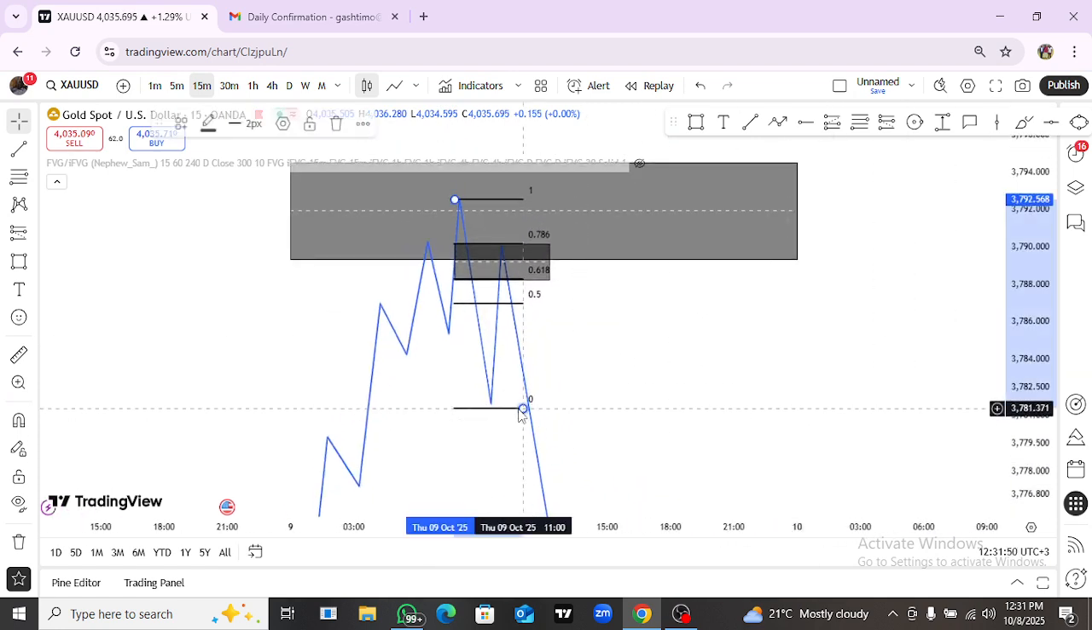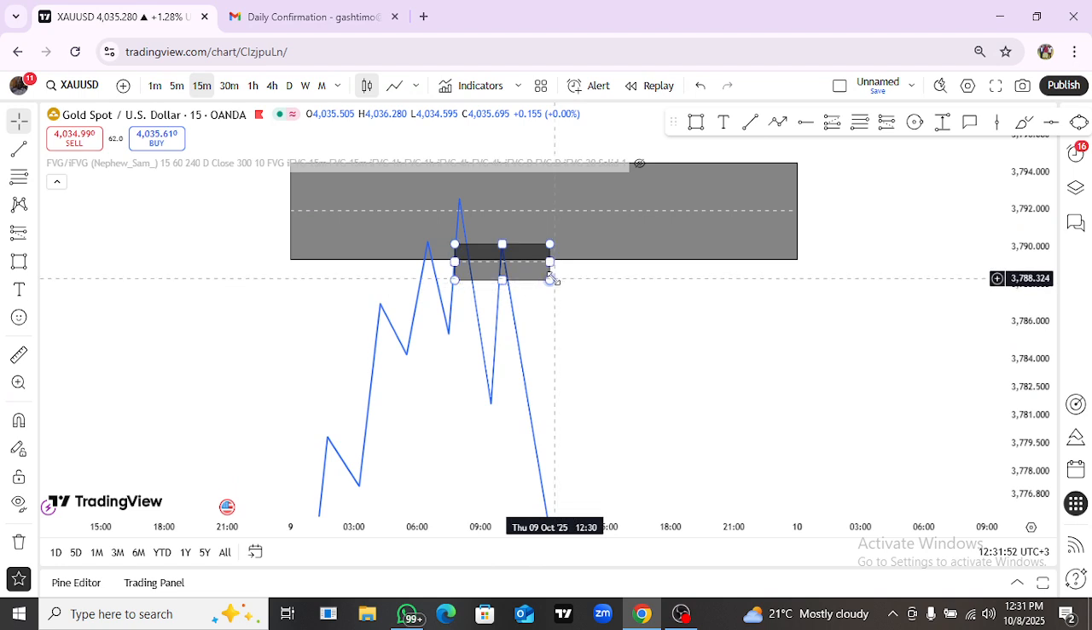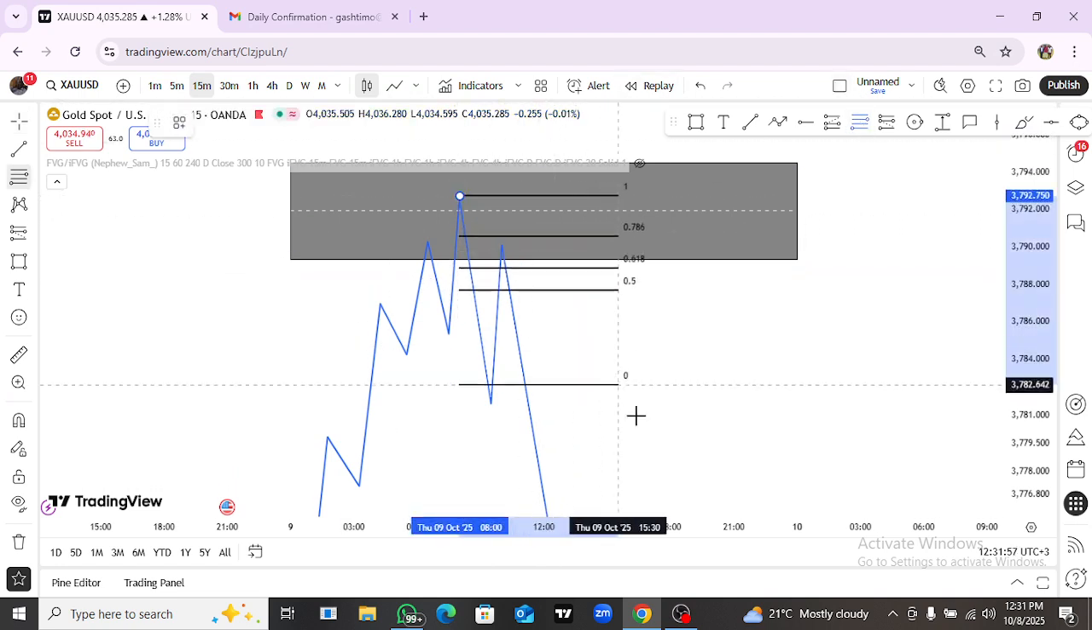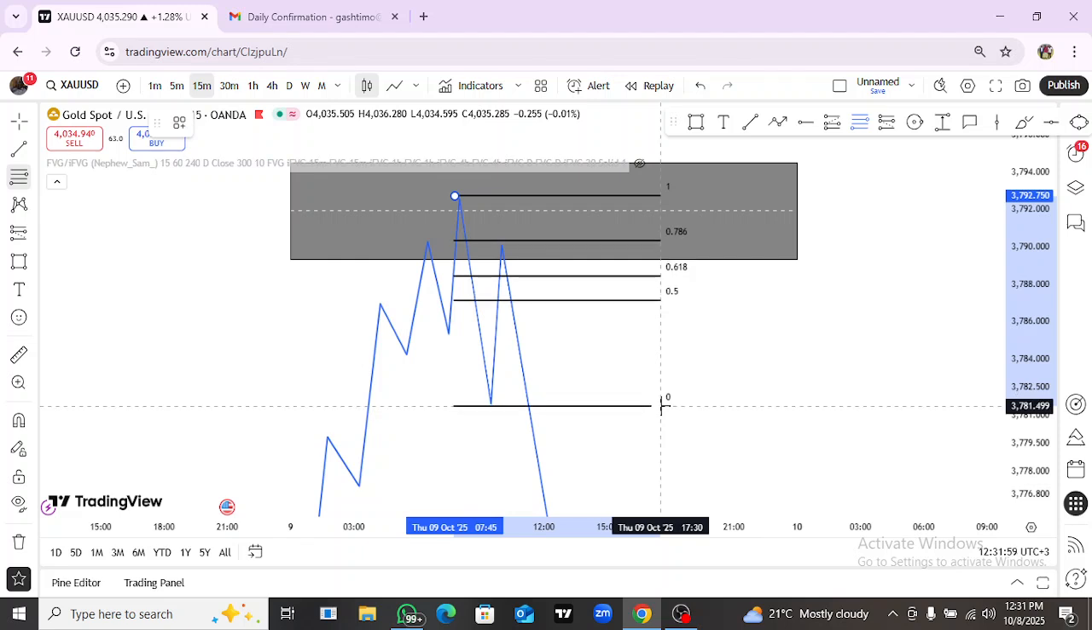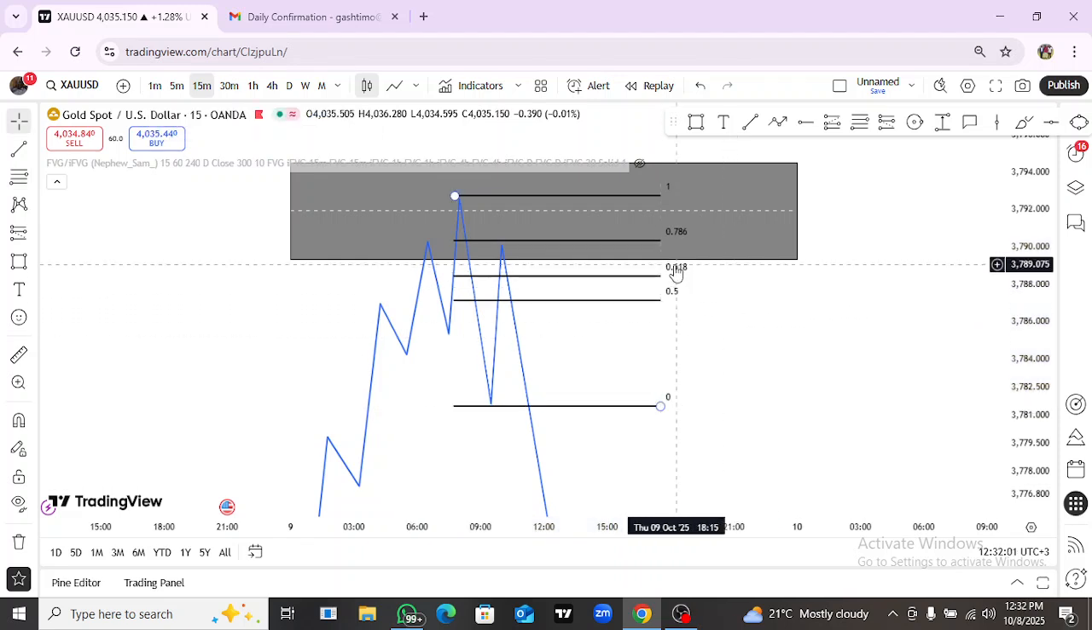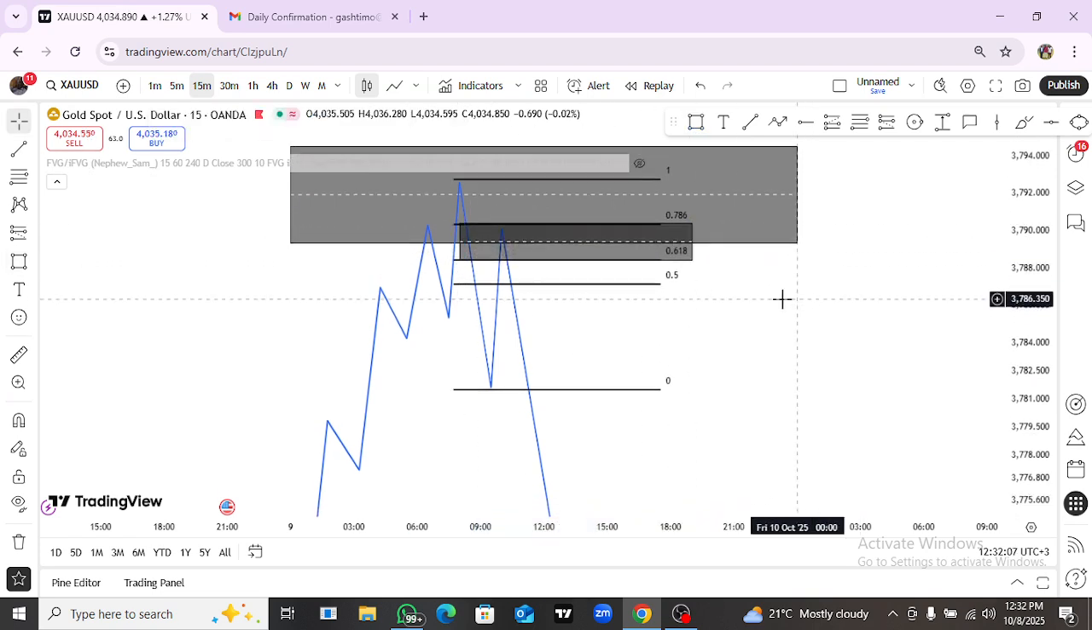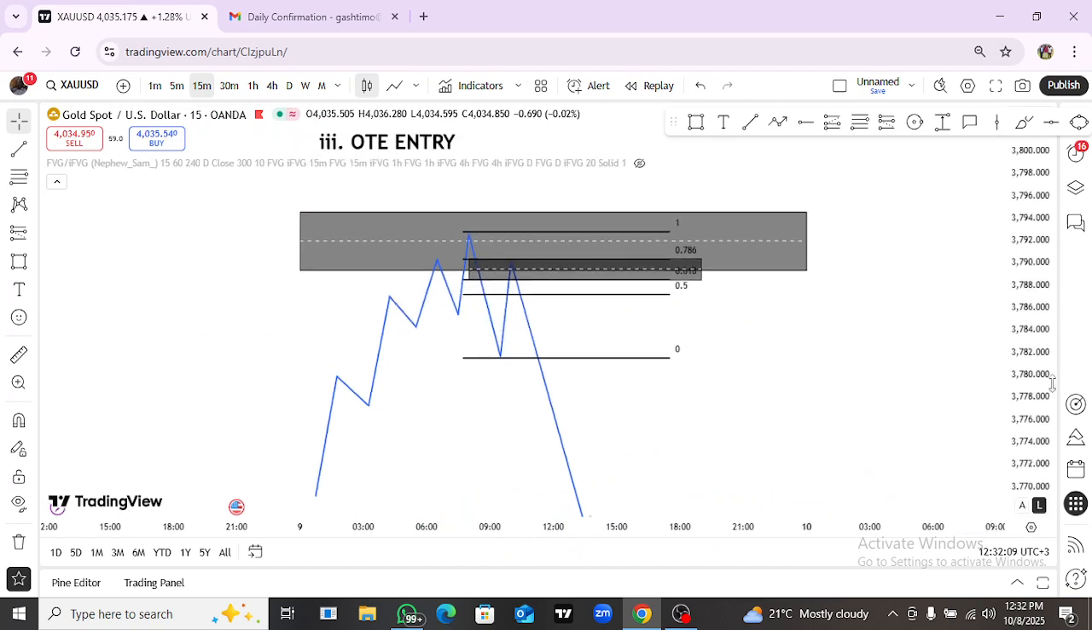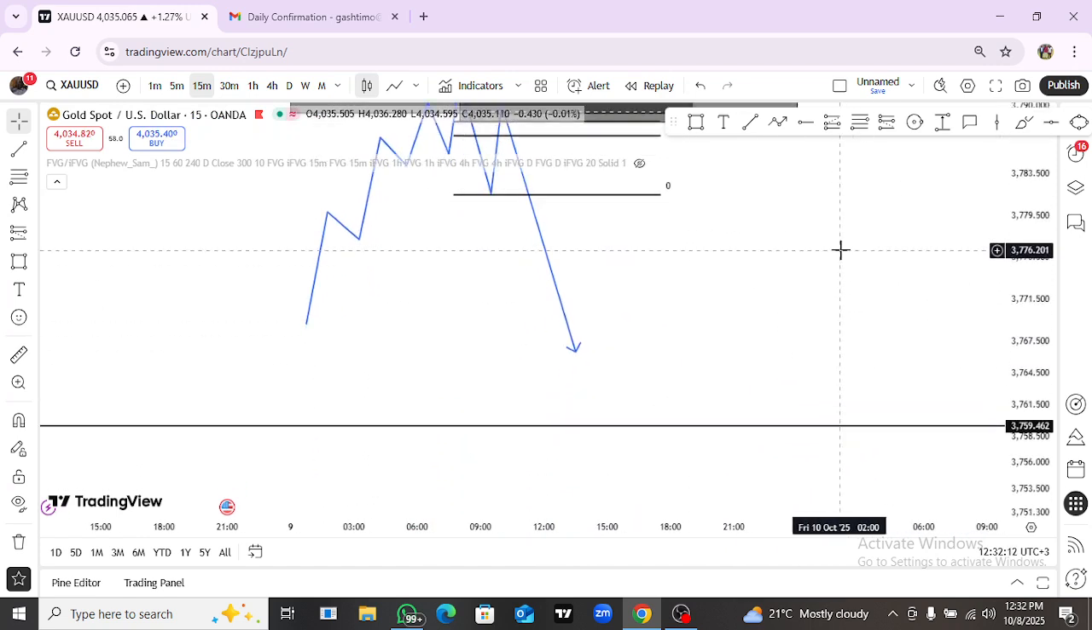Let me repeat again for those who have not understood. Let me delete this one. You drag from the top to the bottom. So this is your OTE entry. The OTE entry will be from the 0.618 to the 0.786. This is your OTE. Then you enter for your sell position targeting the low. That is the OTE entry.